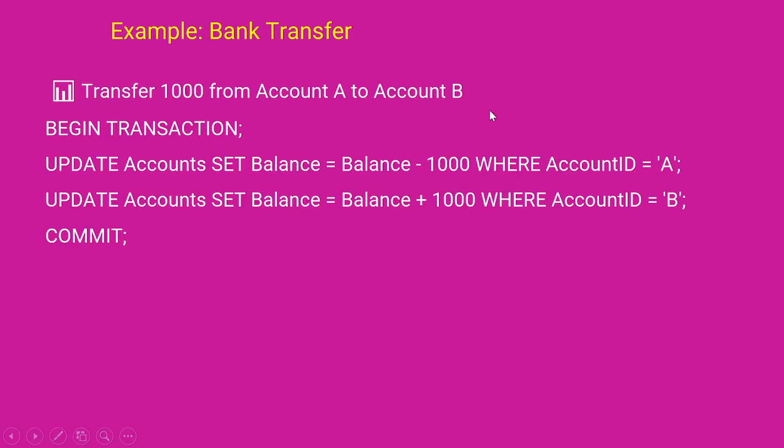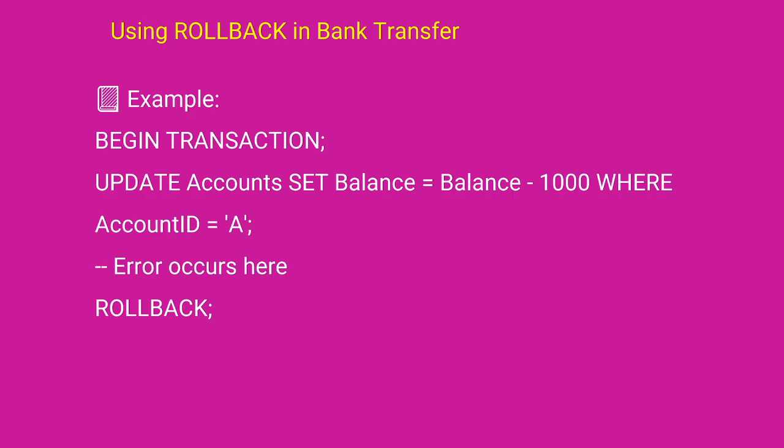Here is a classic example. Transferring money between accounts. Both updates must succeed together. If one fails, we roll back to ensure consistency. If an error occurs during the transfer, rollback cancels the transaction. This ensures no money is lost or duplicated.